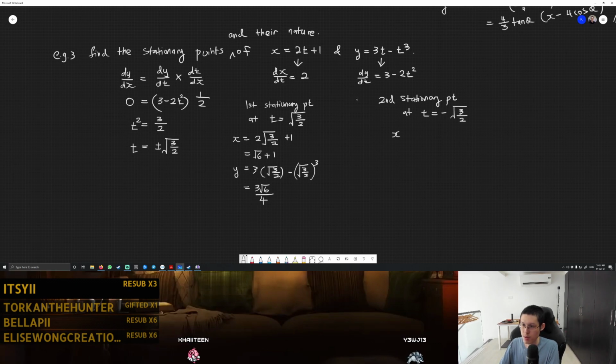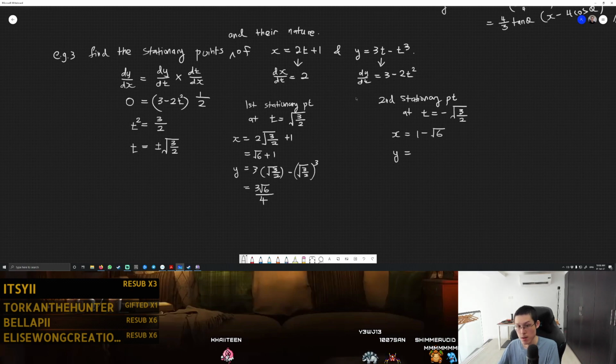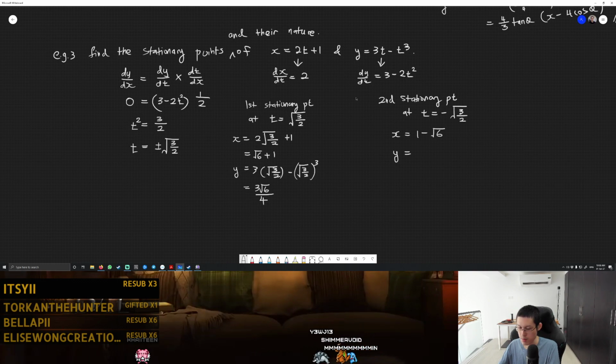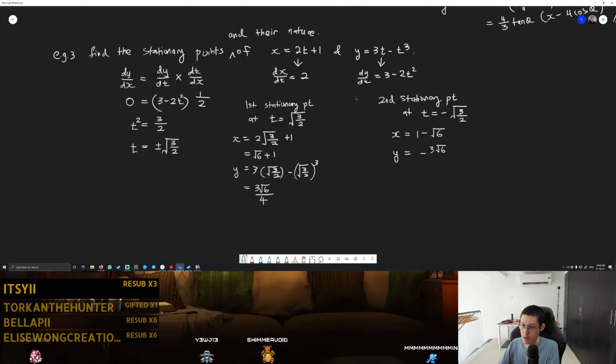Okay, so that means our x coordinate is going to be negative of that, so 1 minus root 6, and y is going to be, then we're going to end up with negative 3 root 6 over 4. There we go.